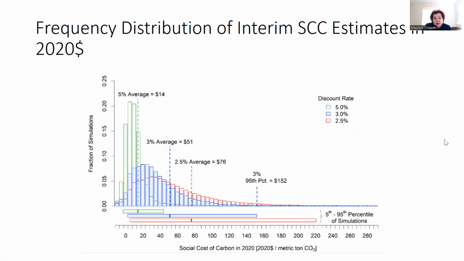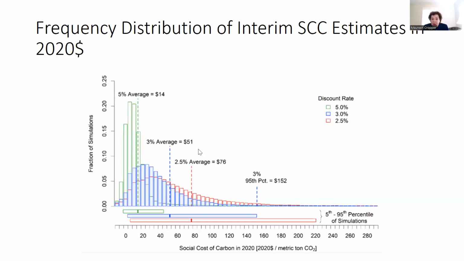Remember, there's great uncertainty in every stage of computing the social cost of carbon. So what we're looking at here are distributions of damages with a relatively high discount rate of 5%. The distribution is more concentrated towards the vertical axis, and the mean social cost of carbon, this would be for a ton emitted in 2020, measured in 2020 dollars, would be $14.